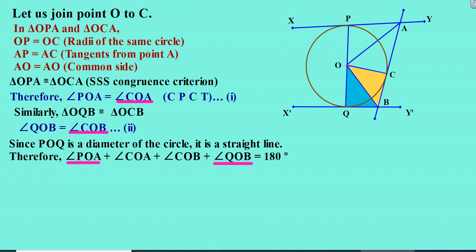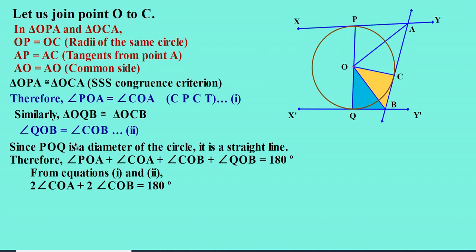So we can write 2 angle COA plus 2 angle COB is equal to 180 degrees. Now divide by 2 throughout the equation. What will you get? You get angle COA plus angle COB is equal to 180 by 2. It is 90 degrees. So angle COA plus COB is equal to 90 degrees.